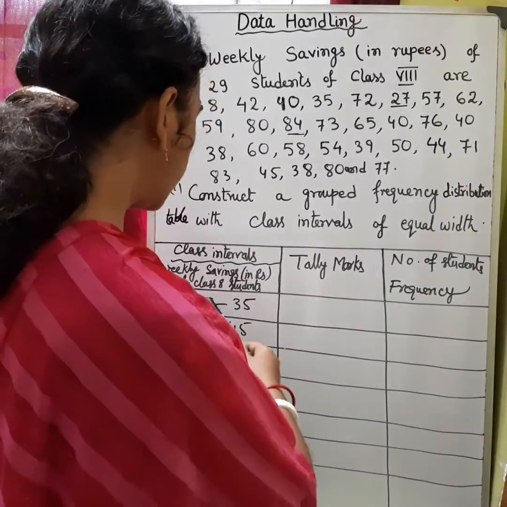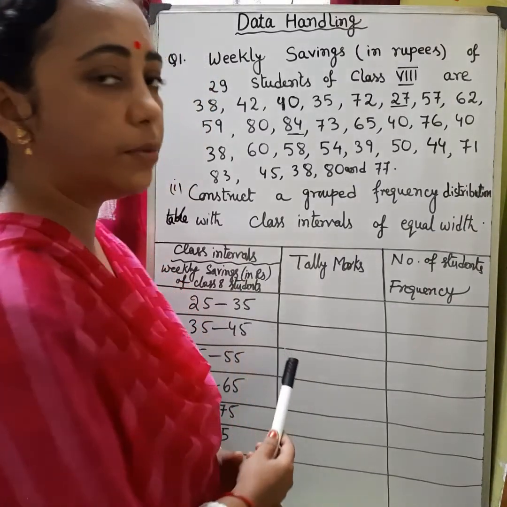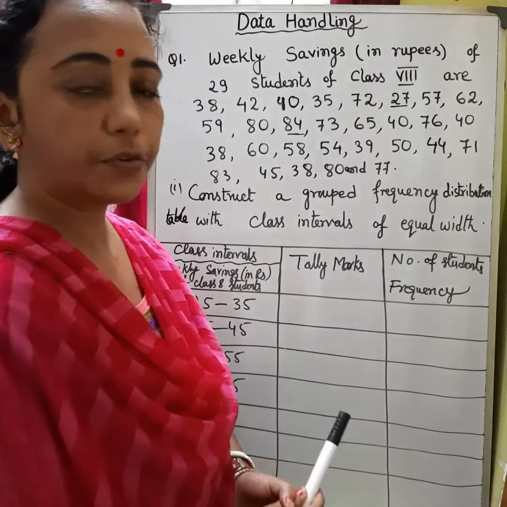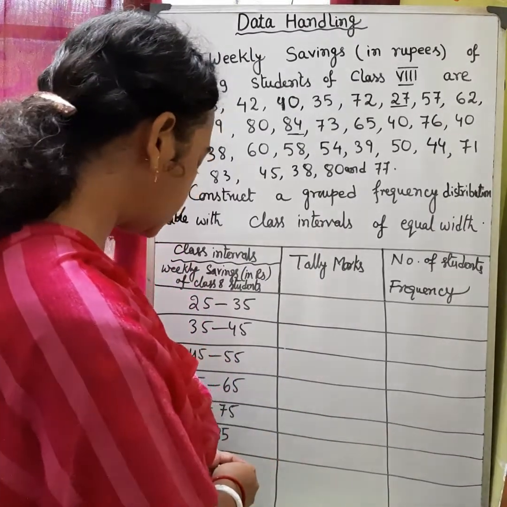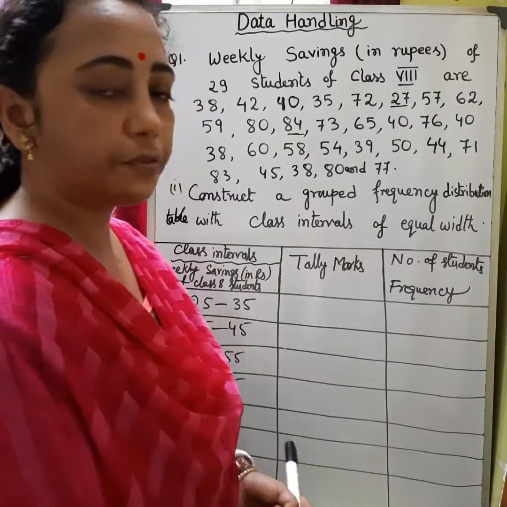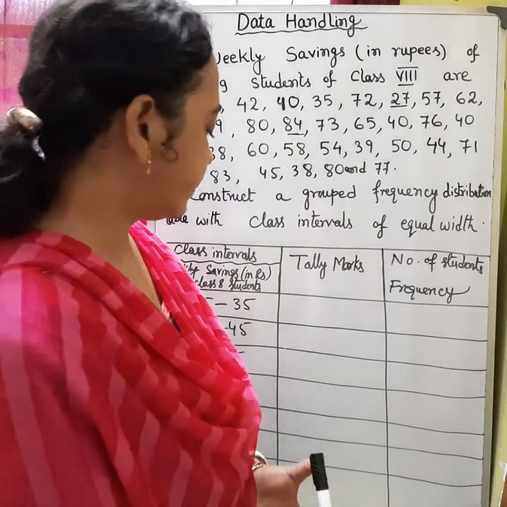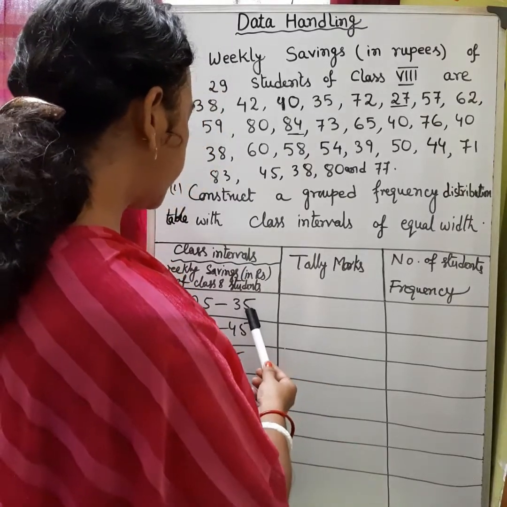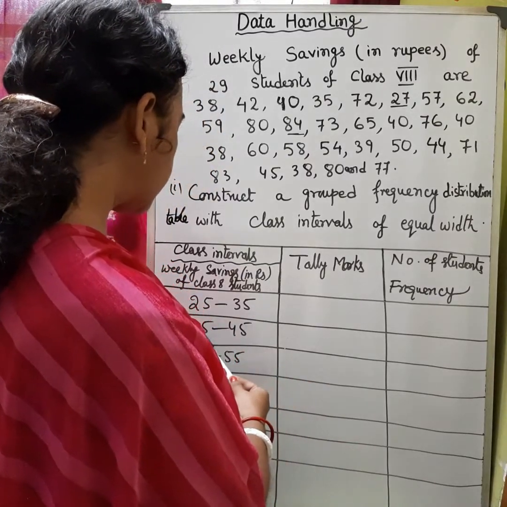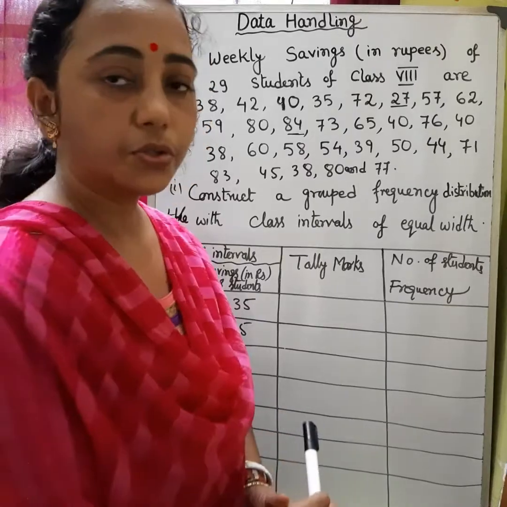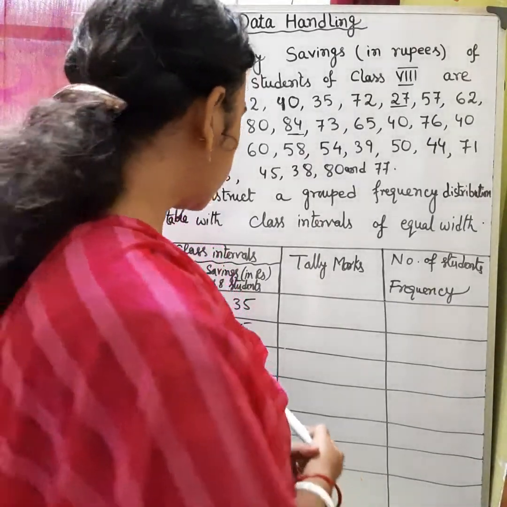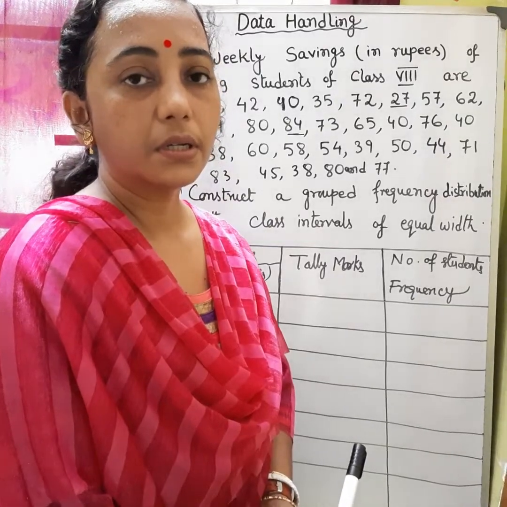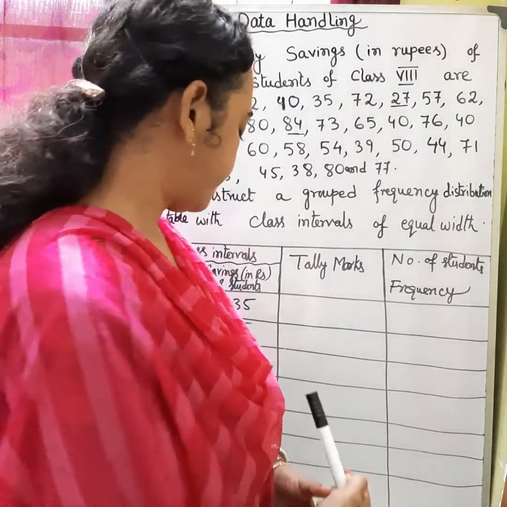So the first class interval is from 25 to 35, where 35 is not included. Again 35 to 45, where 45 is not included. In this way we continue up to 75 to 85, where 85 is not included. Where the first class interval ends, the second class interval begins. So there is a continuation. This type of class interval we call a continuous class interval.